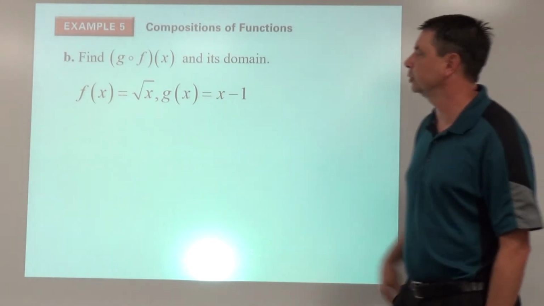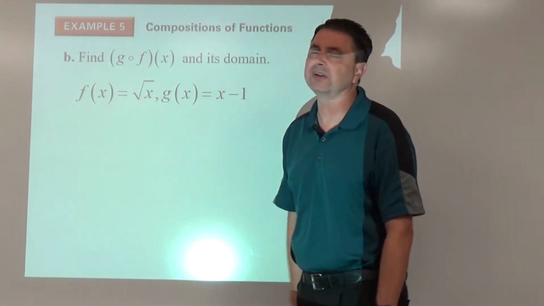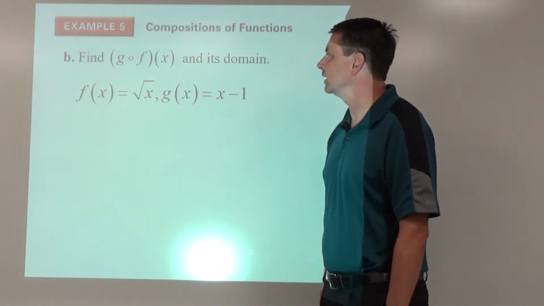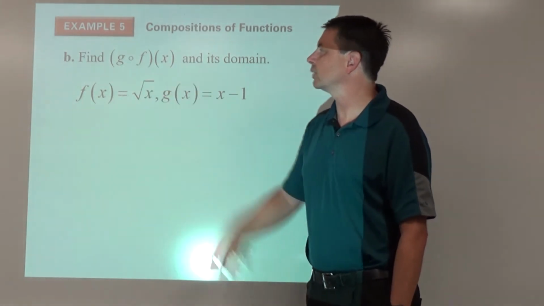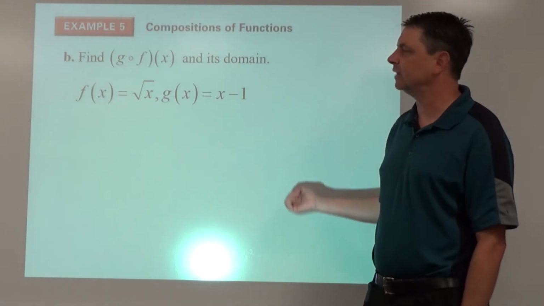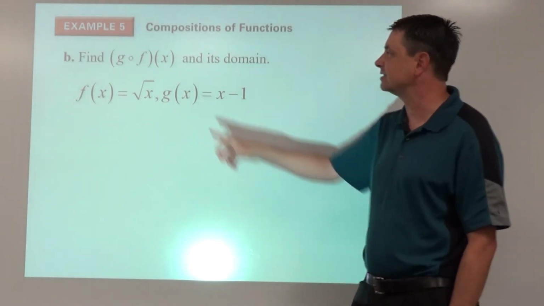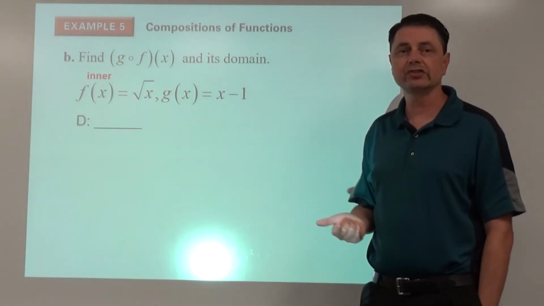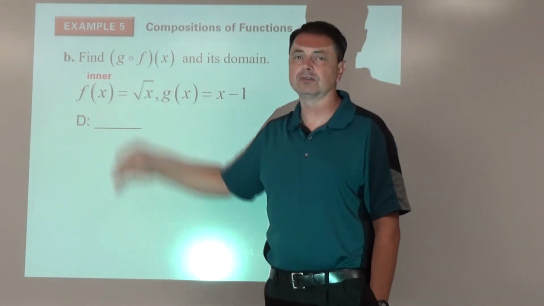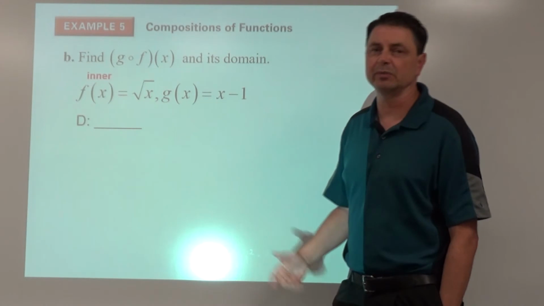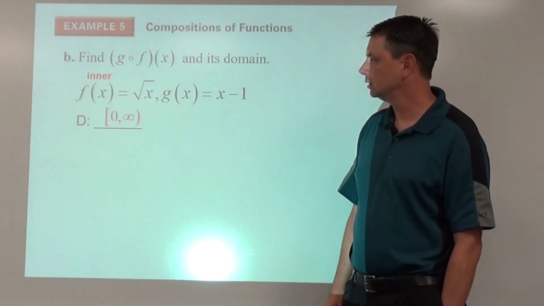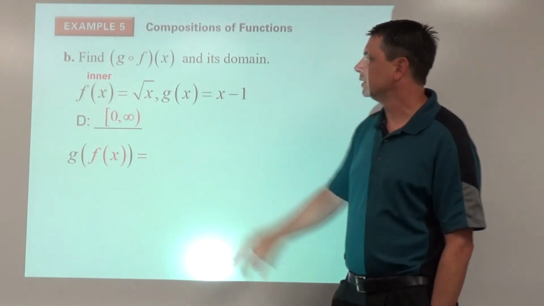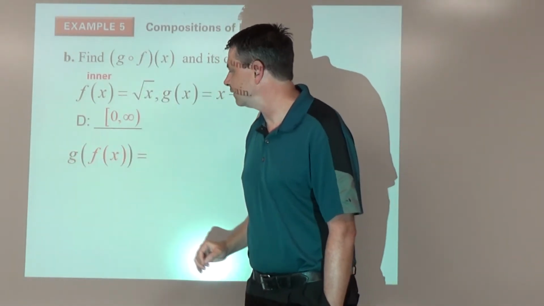Example 5, part B. Back to our f of x being the square root of x, and g of x, pretty simple, x minus 1. Notice the directions here, g of f of x, the second one listed is f, and that becomes our inner function. So we are concerned about the domain of that inner function. We would say that x has to be greater than or equal to 0, or we could say bracket 0 comma infinity. So now let's write it out, g of f of x.